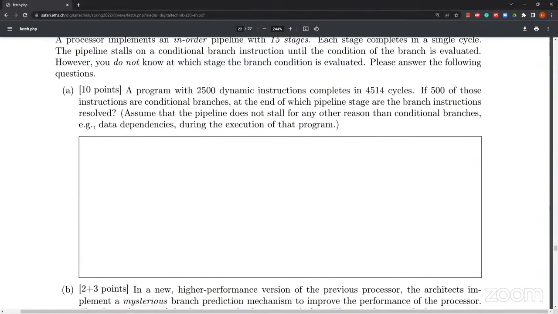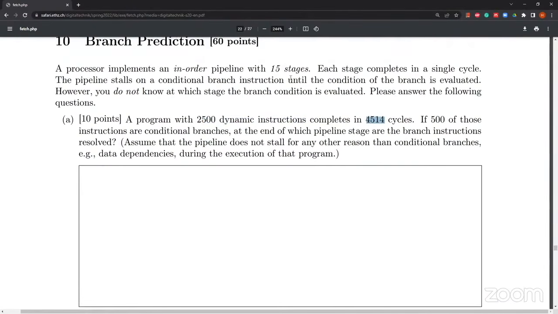In part A, there's a program with 2,500 dynamic instructions that completes executing in this many cycles on this processor. If 500 of those instructions are conditional branches, at the end of which pipeline stage are the branch instructions resolved? So we basically need to find that in this part. And we assume that the pipeline does not stall for any reason other than conditional branches. Examples of other reasons are data dependencies during the execution of the program. So the only reason for a stall in the pipeline is the conditional branches.